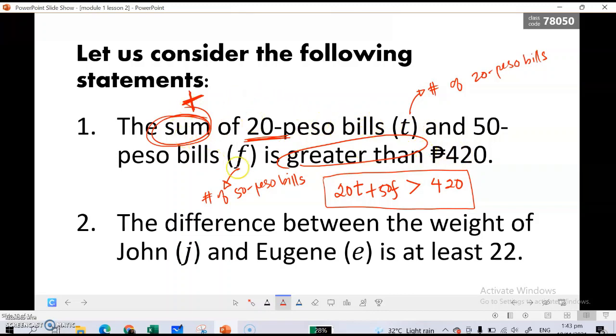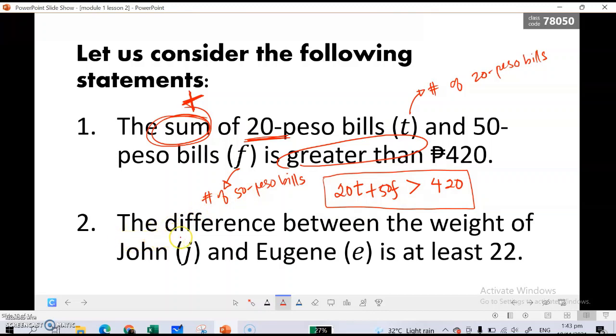Now, eto ay hindi pa problem. Hindi pa to word problem. Wala naman tinanong kung anong hahanapin, di ba? Nagpa-practice pa lang tayo on how to translate. Okay? Translate verbal phrases to mathematical statements.